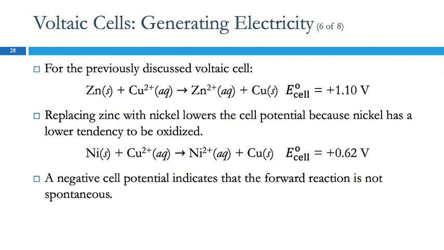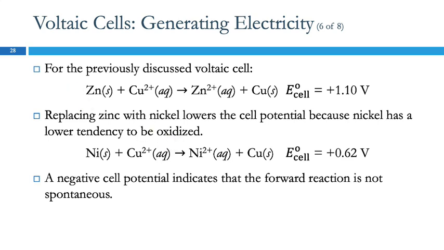So in that voltaic cell we were talking about with the zinc and the copper ions, the standard cell potential for this is plus 1.10 volts. If instead of zinc we use nickel in here, that standard cell potential is going to drop to plus 0.62 volts. And the reason that it drops is because nickel has a lower tendency to be oxidized than zinc does.